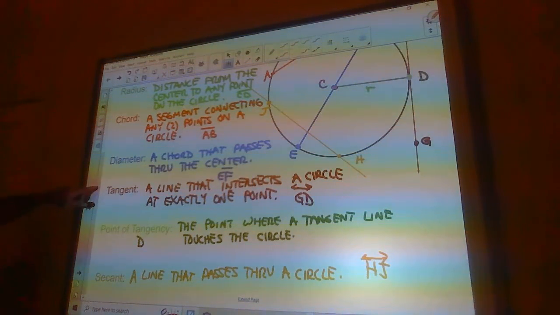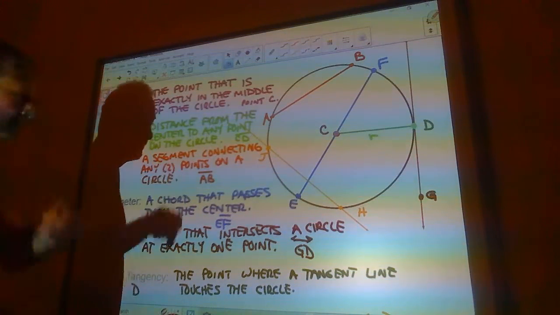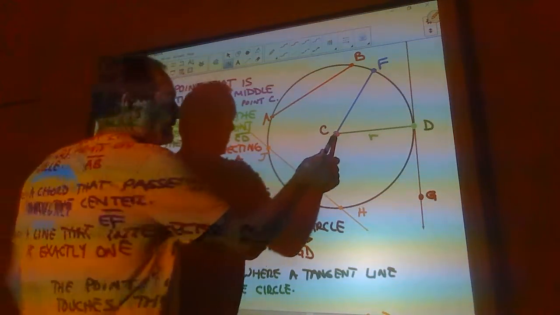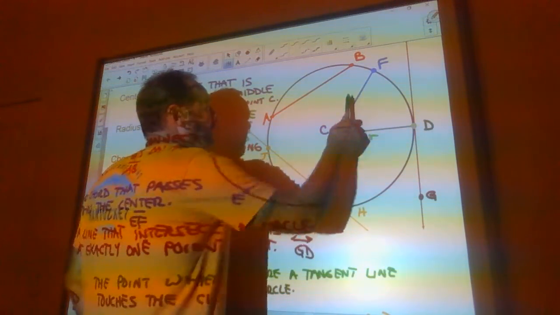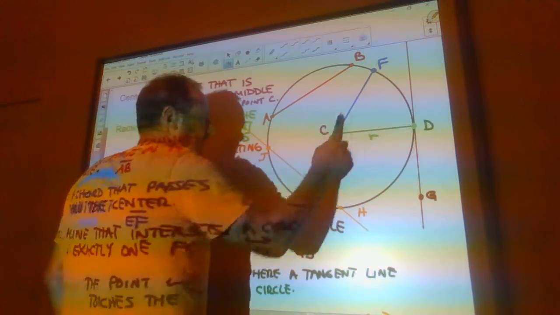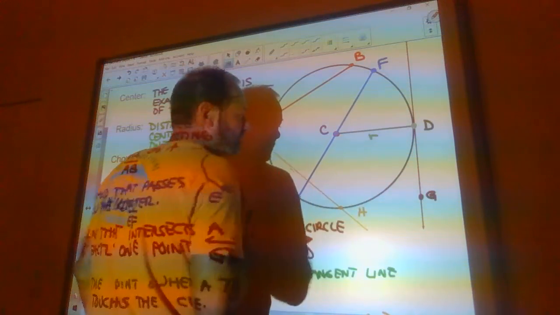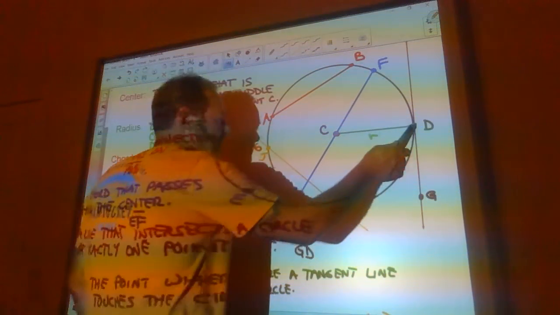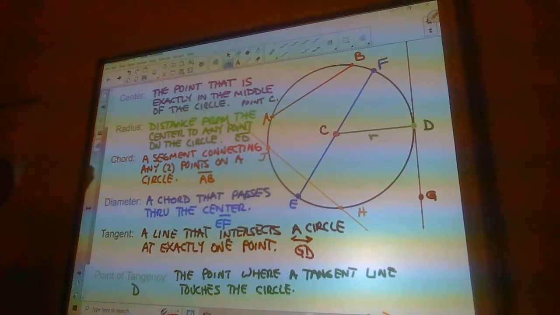All right, so there's all your parts of a circle and all the things that go with it. So again, you've got a center, you've got the radius, you've got a chord, you've got a diameter, which is a chord that goes through the center, you've got a tangent that just touches a circle at one point, at the point of tangency, and then you've got a secant that passes through a circle. Okay.